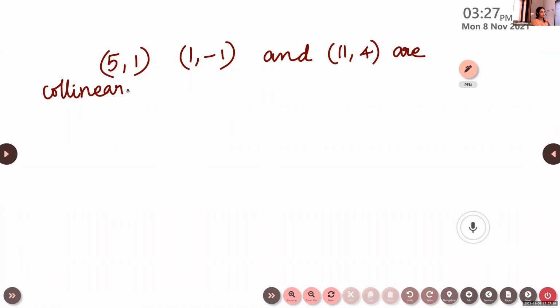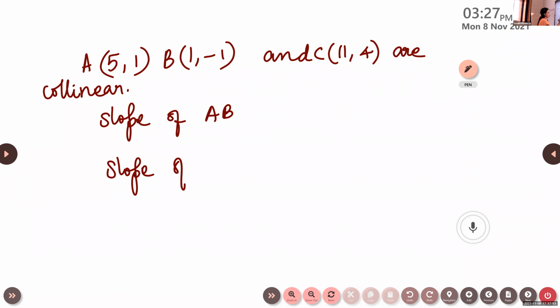So what to do? First name the points as A, B, and C. Find out what is slope of AB. Find out the slope of BC. Are they equal? Check it. If the slopes are equal, then what you can say? They are collinear, isn't it? So check whether the slopes are equal.